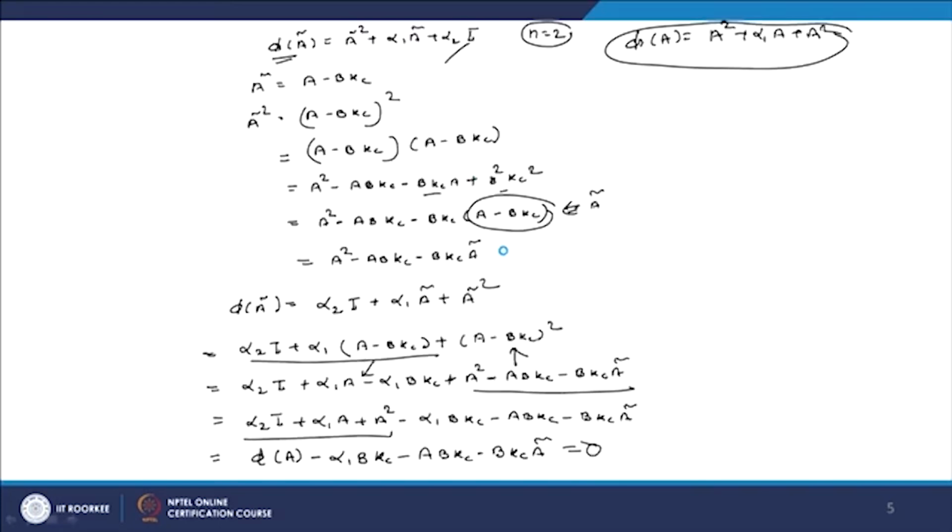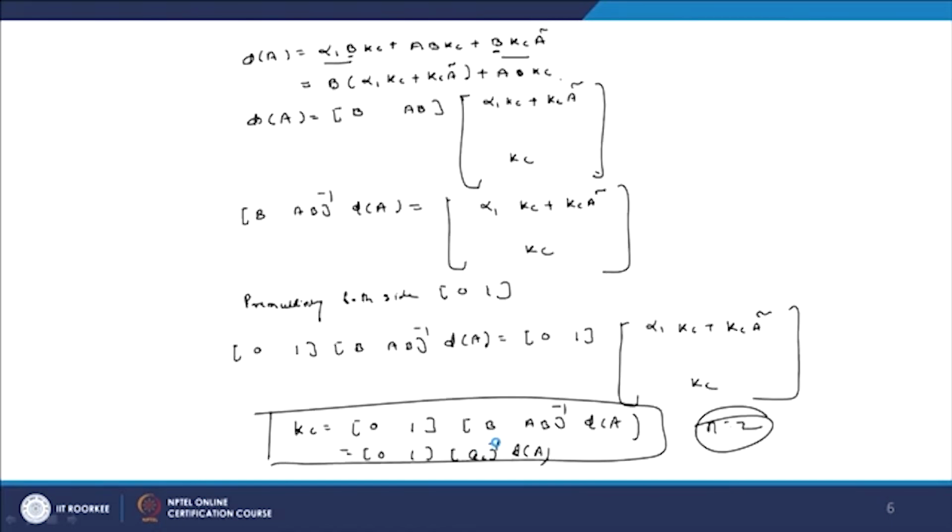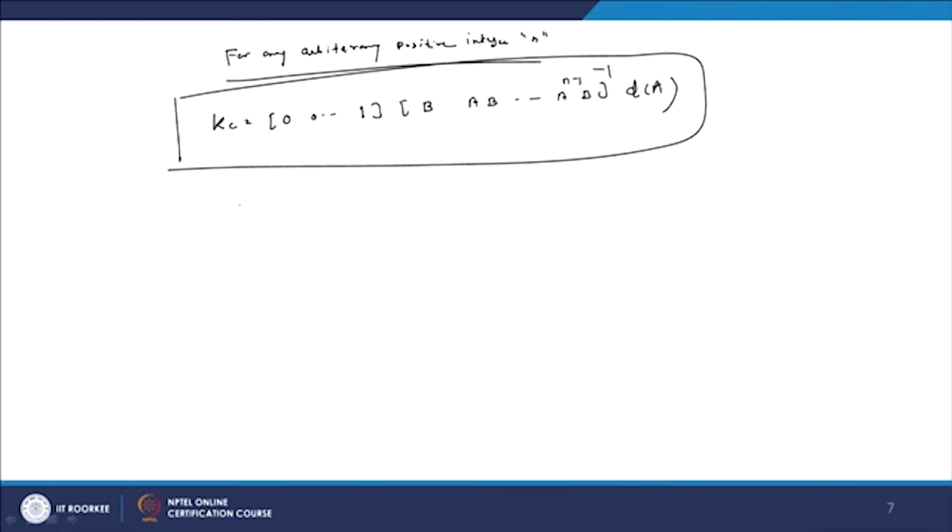And this phi of A bar we have written as A bar square plus alpha 1 A bar plus alpha 2 I, that is for n equals 2. Now here we simplified, and alpha 2 I plus alpha 1 A plus A square we write in terms of phi of A. Finally, after doing all the steps, the controller Kc equals 0 0 1 Qc inverse into phi of A, and this is the final controller for the nth order system.